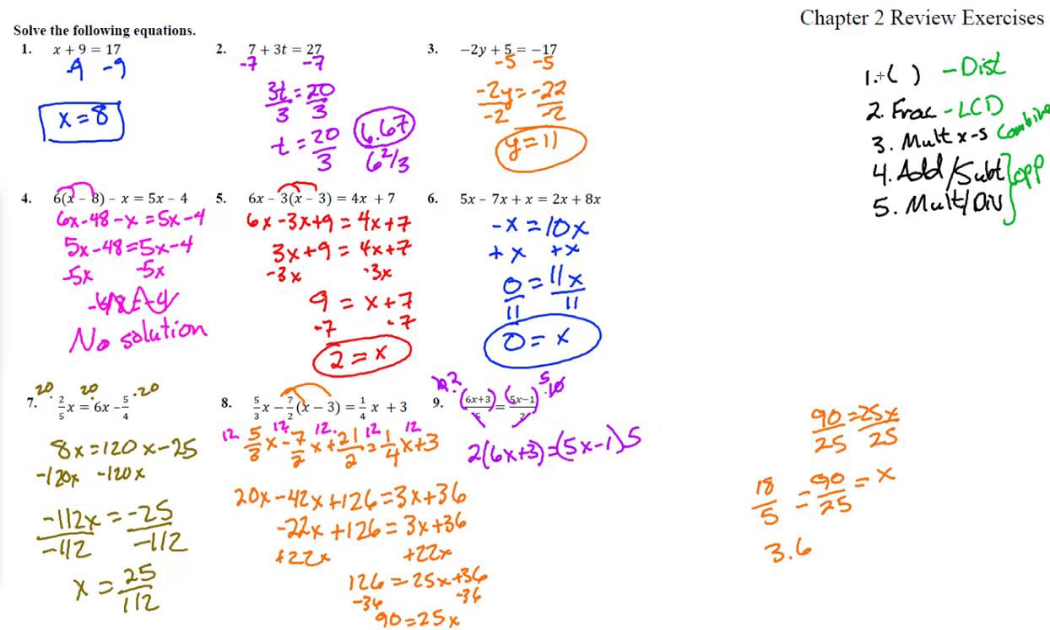Well, we're back up to step 1. We've got to get rid of these parentheses. So jump those guys in. We get 12x plus 6 equals 25x minus 5.